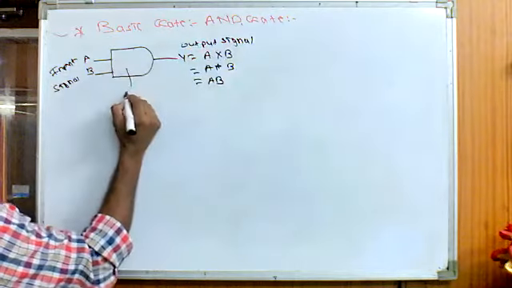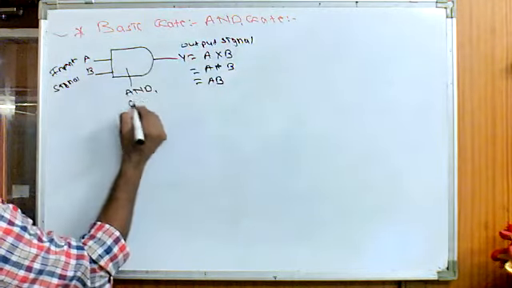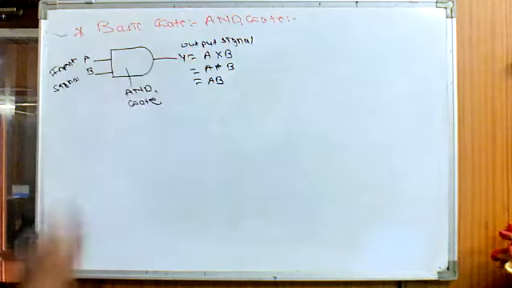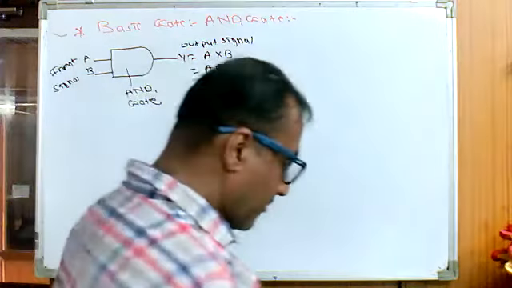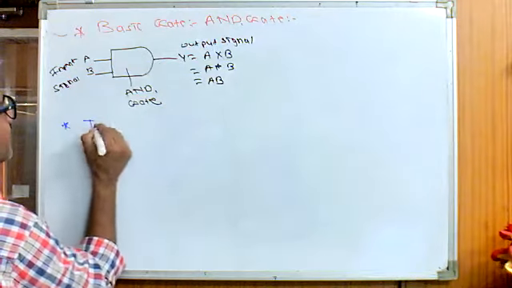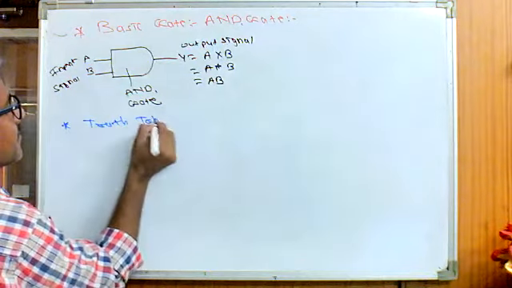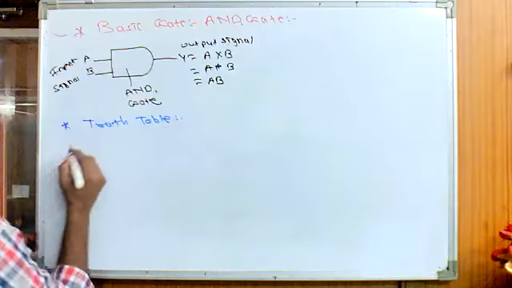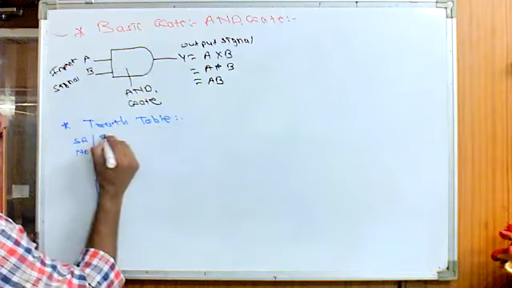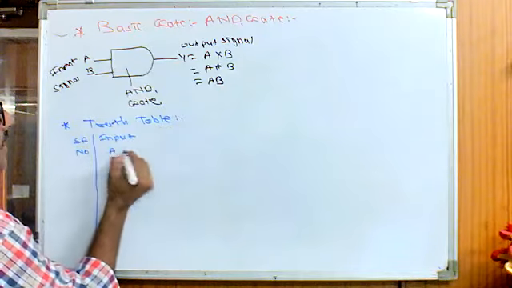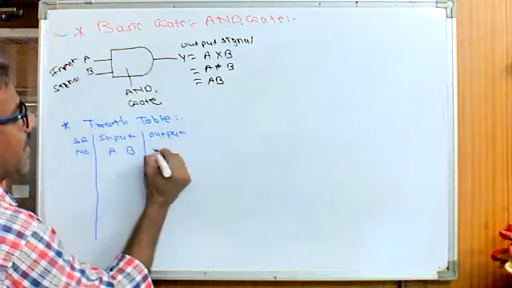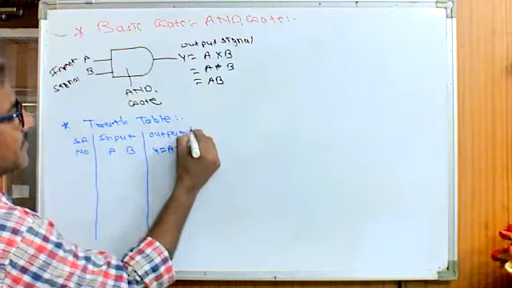This is the symbol of the AND gate. An AND gate has two or more input signals, but only one output signal. How does the AND gate work? Let's look at the truth table. Truth table of the AND gate: serial number, inputs A and B, output Y equal to A multiply B.